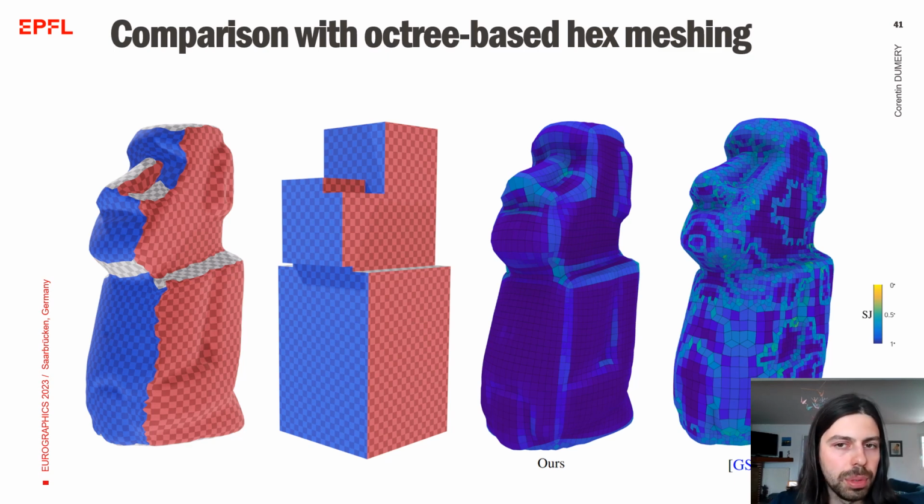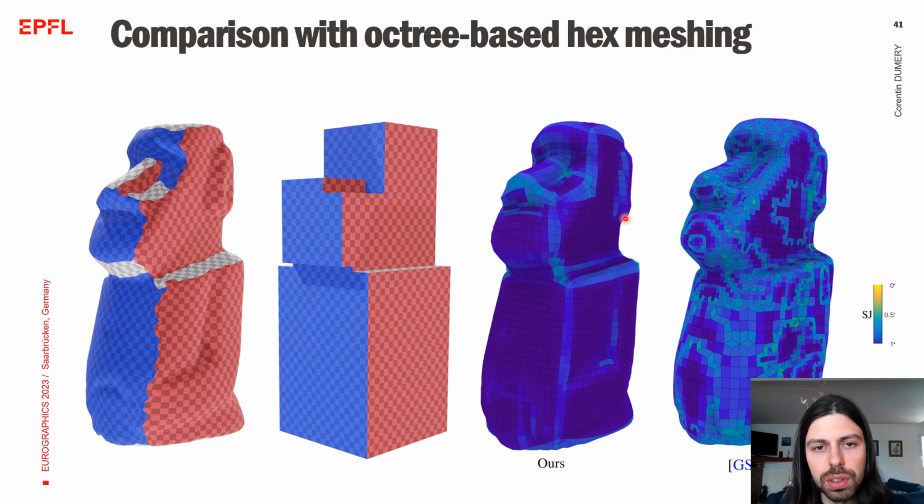Now let's compare our meshes against an octree-based method. So the good thing about octree-based methods, like I said in the beginning, is that they're very robust and they're able to adapt their resolution locally so that they can mesh anything. But it leads to very poor meshes.